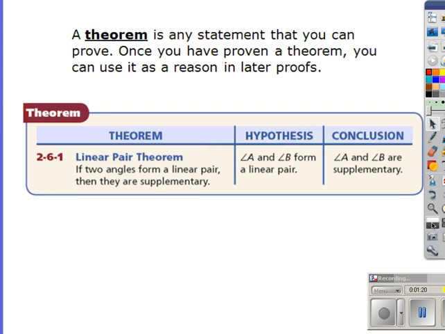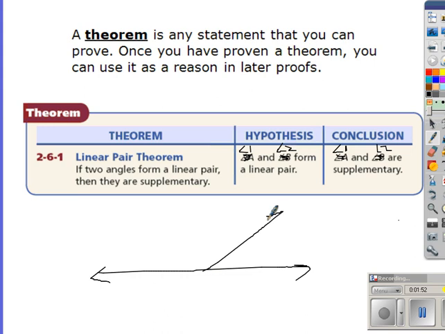And the hypothesis there, angle A and angle B form a linear pair. I'm actually going to change that. I don't like the way that's said. I believe it should be angle 1 and angle 2 form a linear pair. Then the conclusion would be that if they form a linear pair, angle 1 and angle 2 are supplementary angles. So to give you a visual of what that looks like, a linear pair, if you remember from chapter 1, are two adjacent angles whose non-shared rays create opposite rays.